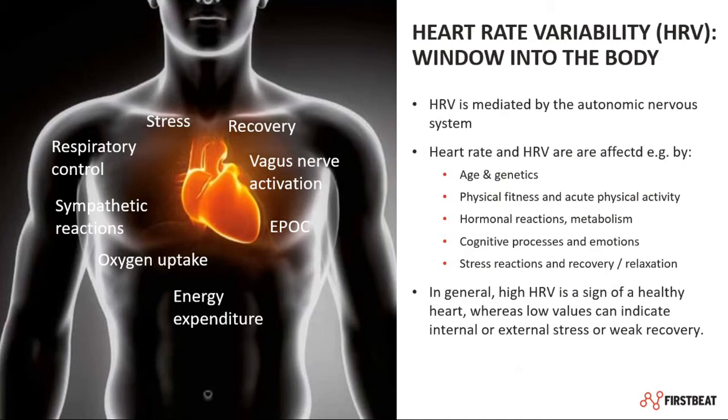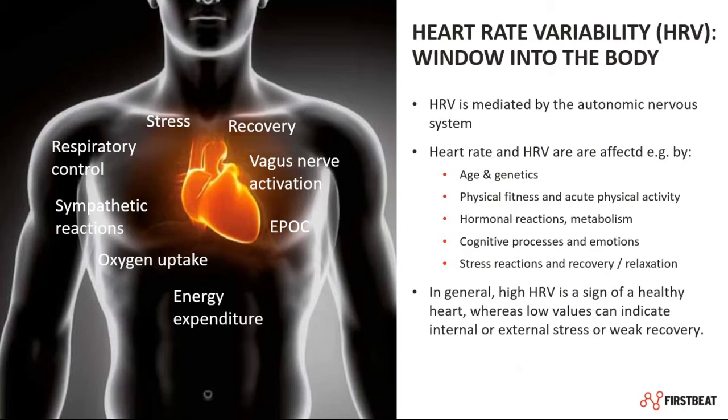Physical fitness plays a role. So in general, people in better fitness are going to have a higher heart rate variability, or as you are improving your fitness, typically your heart rate variability would be increasing. Whereas acute physical activity increases your heart rate and decreases your heart rate variability. So that's normal in that acute situation when you're exercising.